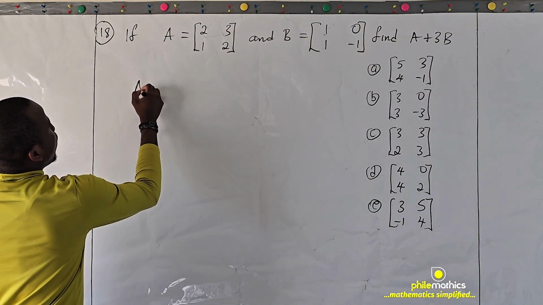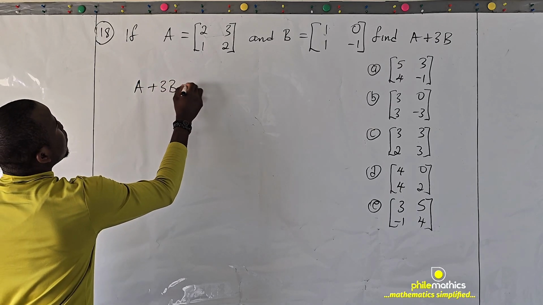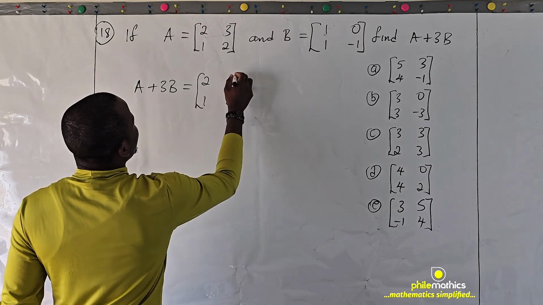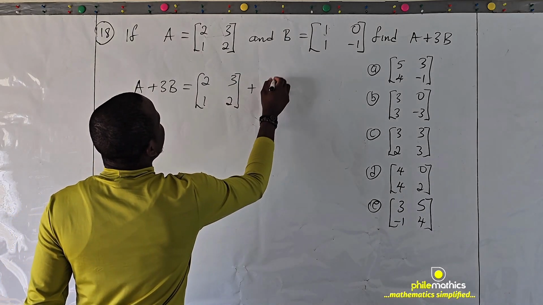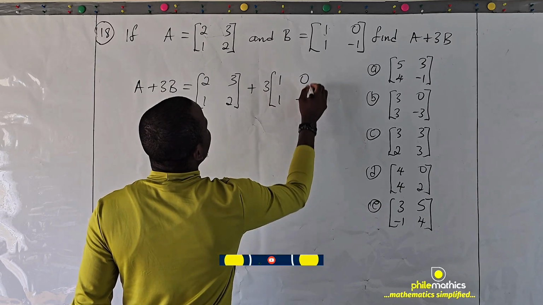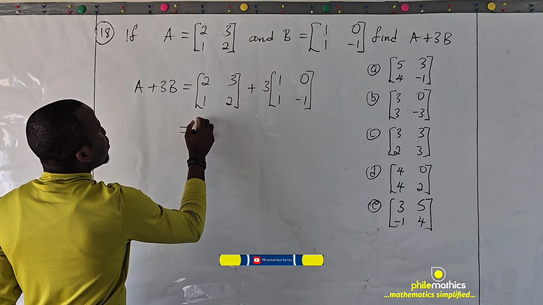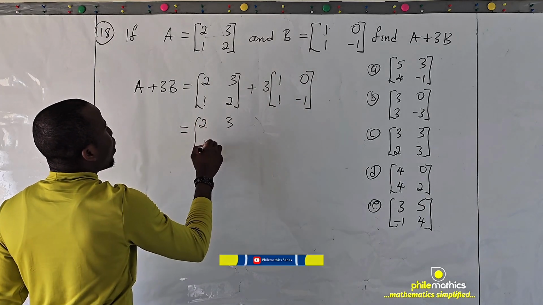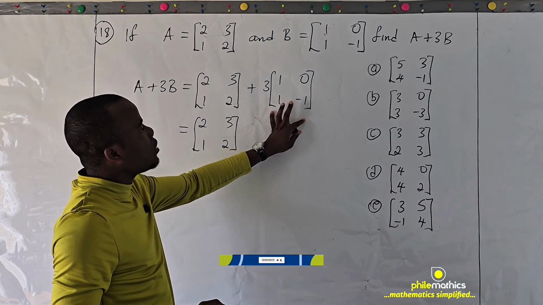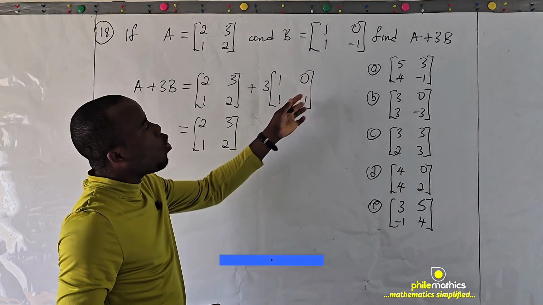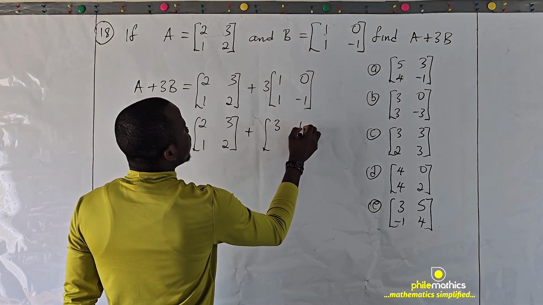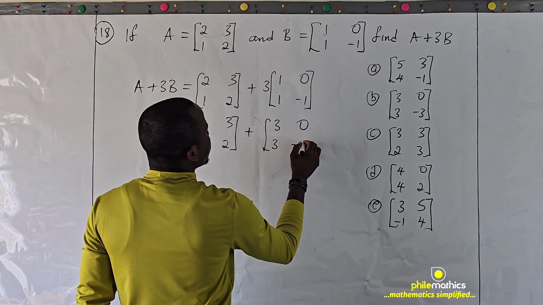So A plus 3B is simply 2, 3, 1, 2 plus 3 multiplying B, which is 1, 0, 1, minus 1. And you know, when a constant multiplies a matrix, it multiplies all the entries. So this is plus 3, 0, 3, minus 3.